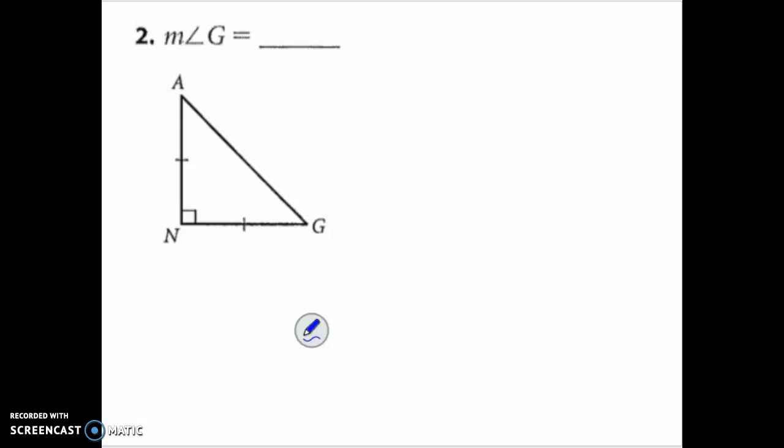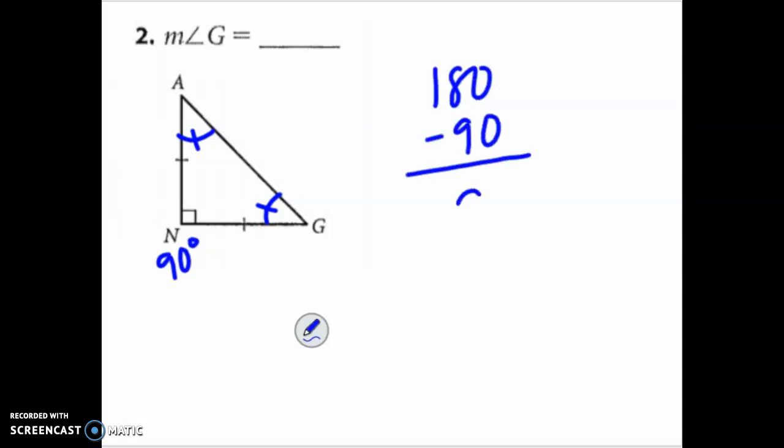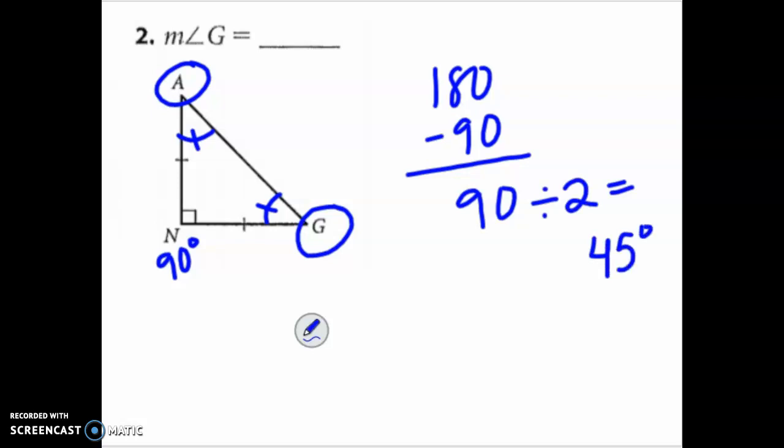Alright, so here I have two congruent sides, and I know the base angles would be congruent. Then I see the right angle symbol on angle N, so I know angle N would be 90 degrees. So I'm also going to use my triangle sum conjecture, 180 minus 90, which leaves me with 90. Since I know angle G and angle A are congruent, I can divide that extra 90 by 2, so I'll get 45 degrees.